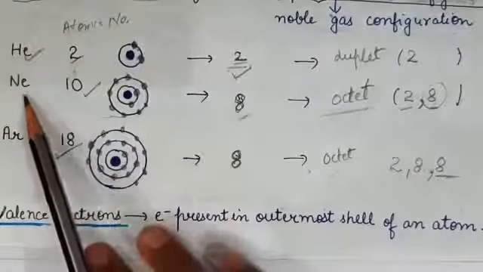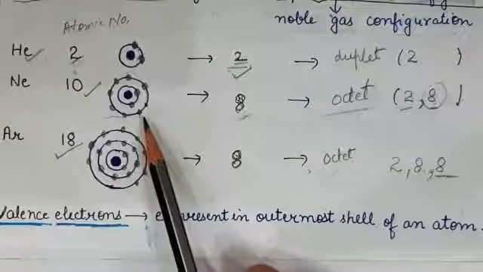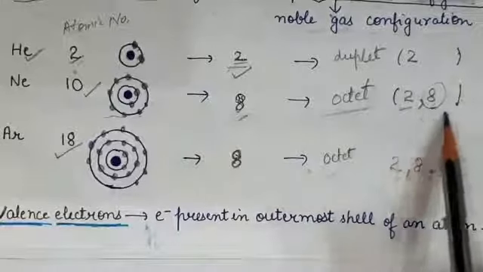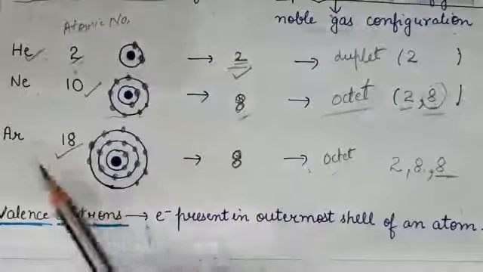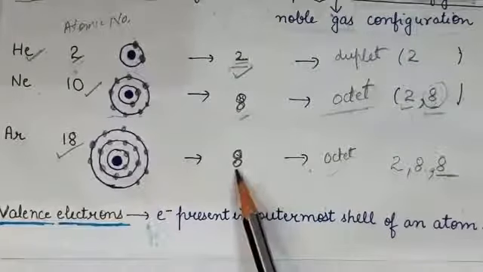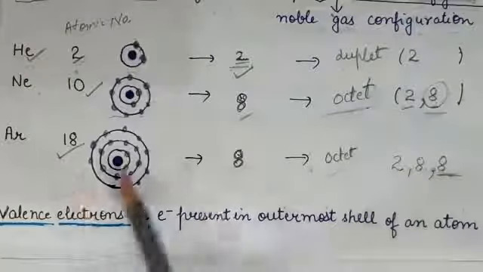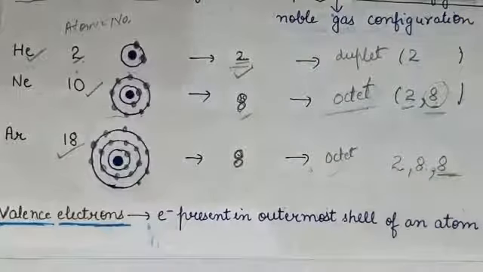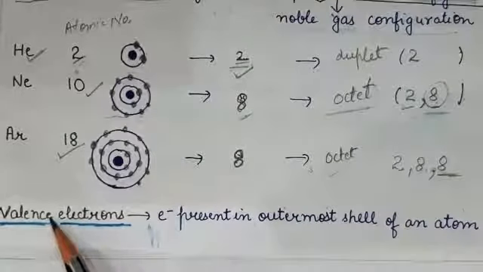For neon, how many electrons are present in outermost shell? It is 8. So valence electrons are 8 in case of neon. Argon, how many electrons are present in outermost shell? 8. So the valence electrons in case of argon is also 8. So what are valence electrons? Electrons present in outermost shell.